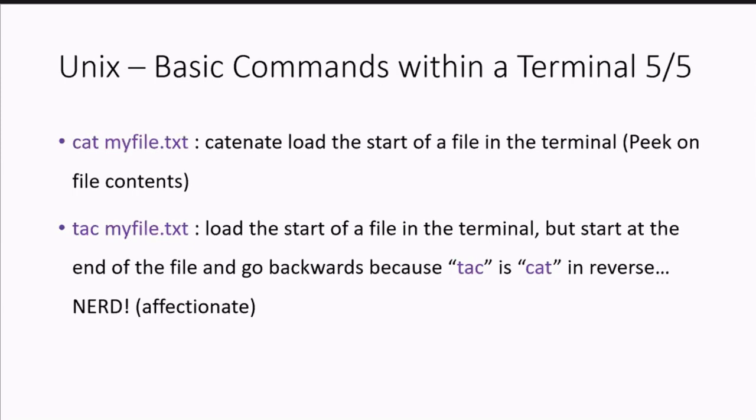Tac is cat backwards. Get it? Anyways, Unix programmers think they're very funny, and that's how you can look at the end of a file. So if you've just appended something and you want to see if your append was successful, you can use the tac command, and it will show you the bottom few rows or the bottom few bits of your file.